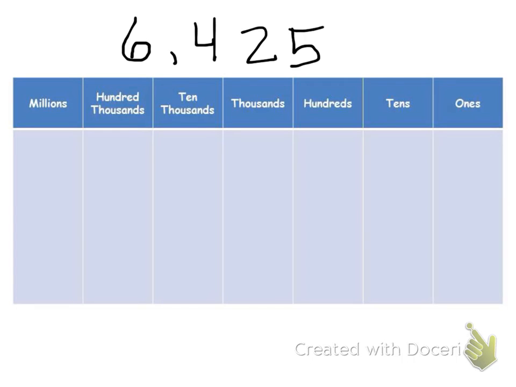Now, how we build that number is, how many ones do we have? Very good. We have 5 ones. So we're going to make 5 dots. And again, I like to use the dice pattern just so that I can very quickly see how many I have. Okay.